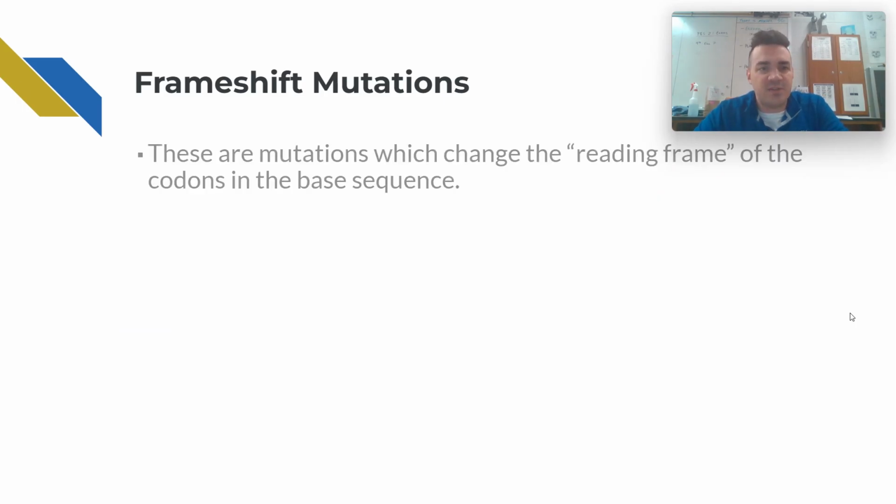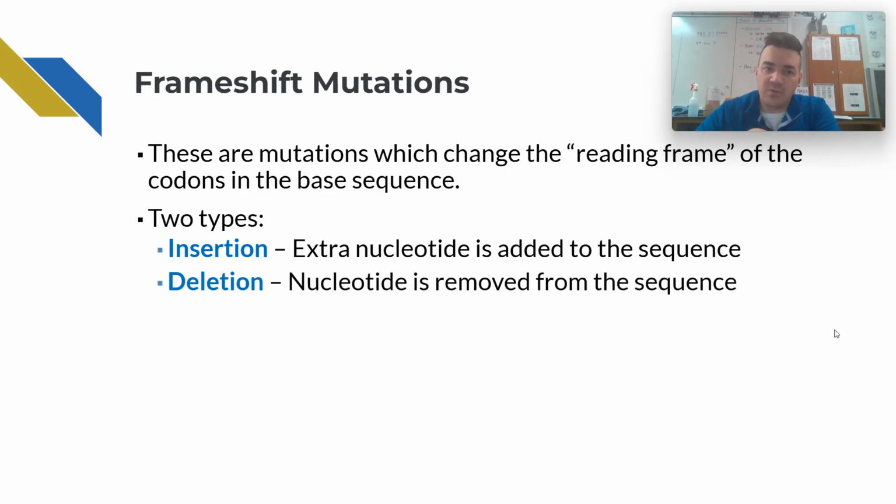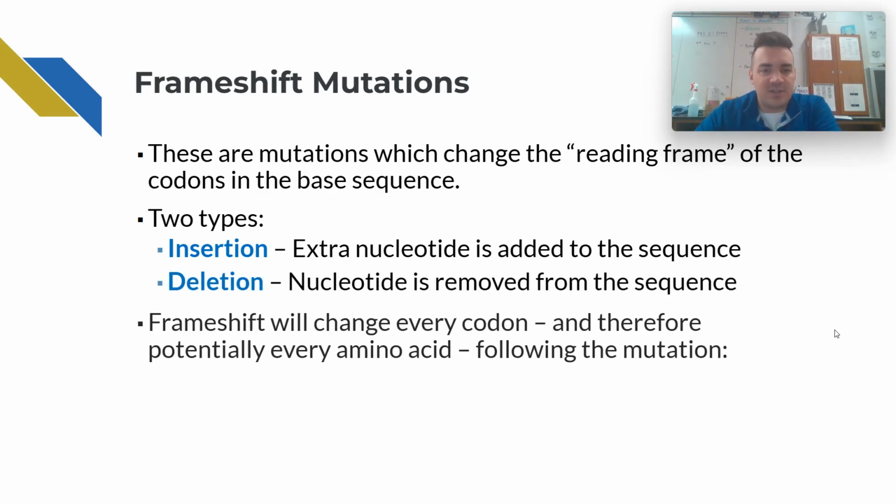All right, then we've got frameshift mutations. Now, frameshift mutations are a little different than point and substitution mutations. So this is our second major class of mutations. And these are mutations that change the reading frame of the codons in the base sequence. And there are two ways to do this. We can add extra nucleotides, which is called an insertion, or we can remove nucleotides, which is called a deletion.